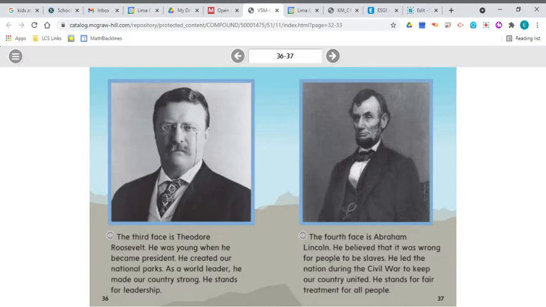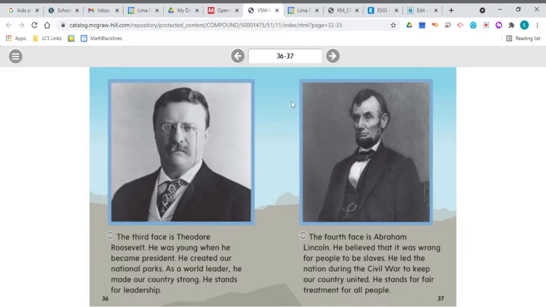There are a lot of declarative sentences. Just take a look at page 36. How many declarative sentences do we see? The third face is Theodore Roosevelt. That's 1. He was young when he became president. That's 2. He created our national parks. That's 3. As a world leader, he made our country strong. That's 4. And then he stands for leadership. That's 5. Those are 5 telling sentences. And that's really to be expected in an informational text where the author's main purpose is to give you information and to tell you things.